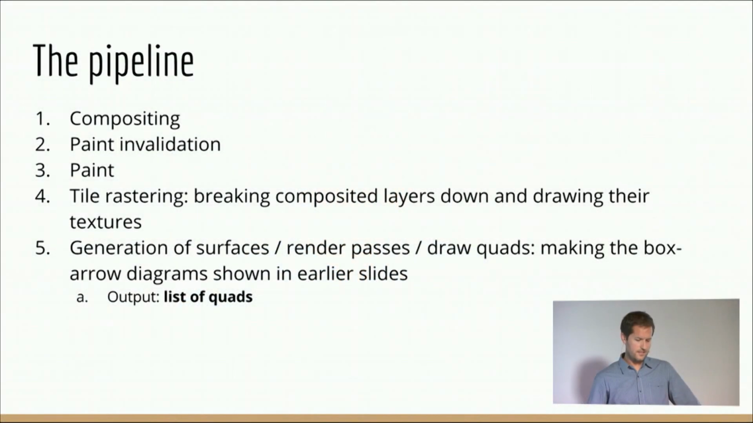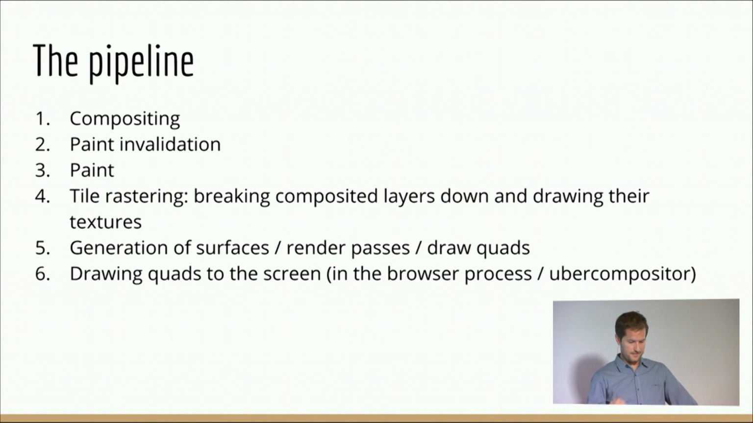And then there's generation of surfaces, render passes, draw quads. So this is like those list of things that you have to do in intermediate steps in order to actually get to the screen, even after you've already rastered all of the tiles for all of the composited layers. So it's still not O of 1 work to take the composited layers and bring them to the screen. You have to apply these sequence of things, such as intersecting with a mask layer, such as clipping and transforming and moving things around, or applying effects such as filters, blurs, opacities, things like that. And then the final step is drawing the quads, which you should probably just think of as drawing all of the final textures that are the outputs of the final surfaces onto the screen.